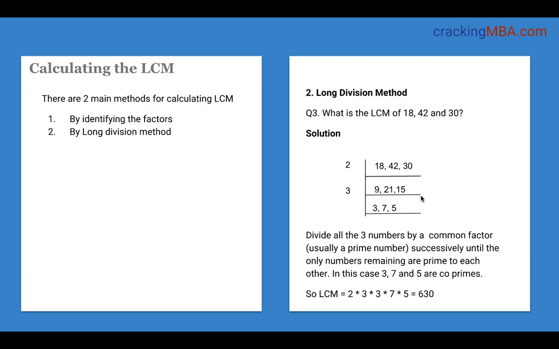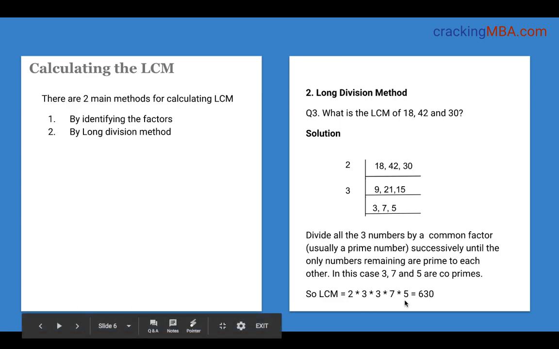So I get 9, 21 and 15. Next I see 3 as a common factor between 9, 21 and 15. So I divide by 3 again and I get 3, 7 and 5. Now is there any other common factor between 3, 7 and 5? No. So there is no other common factor between 3, 7 and 5. So I stop the division here and start multiplying all of them. So I get 2 into 3 into 3 into 7 into 5, which I write down over here, and that is what I get as the LCM.